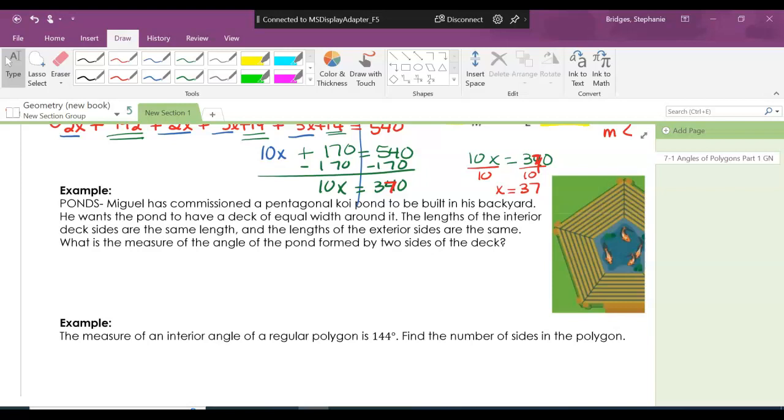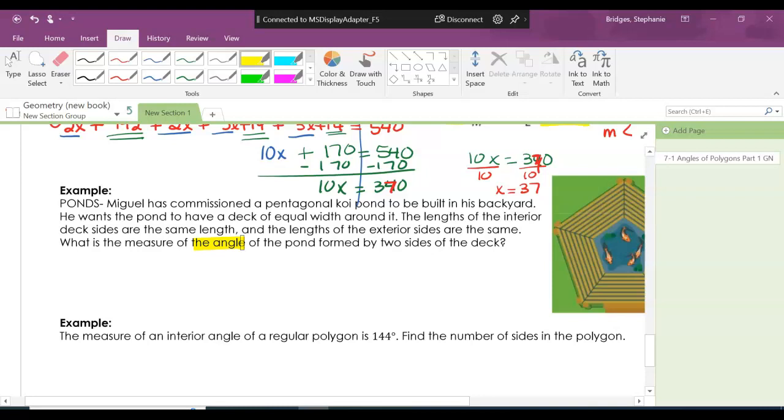What is the measure of the angle? Is that one or multiple? That's one, right? So in this case, we're going to have to use this formula. The description in that paragraph tells me that my sides are all the same length. That lets me know it's a regular pentagon.